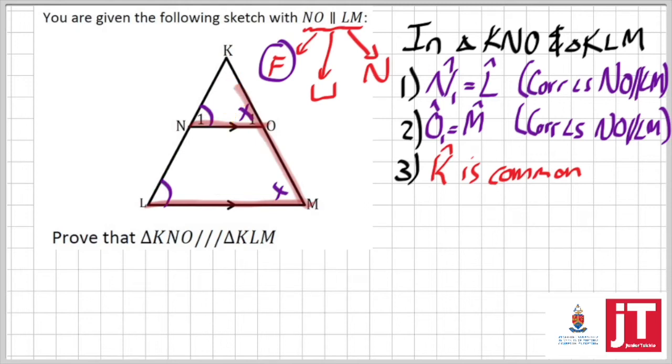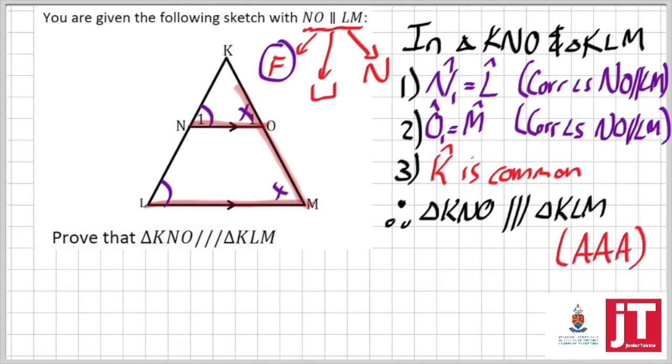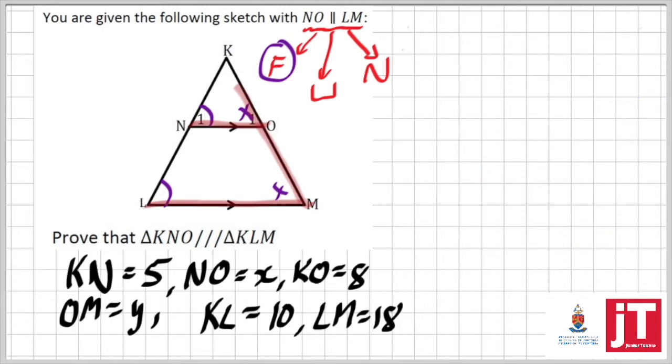So that means that triangle KNO is similar to triangle KLM because of angle, angle, angle. Now we get to the second part of our question. It tells us that if KN is equal to 5 and NO is x, KO is 8, OM is y, if KL is 10 and LM is 18, determine the values of x and y.